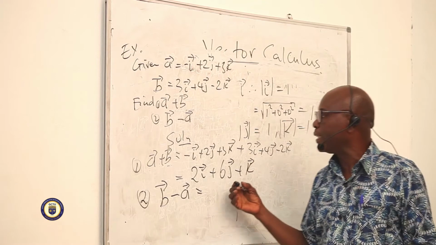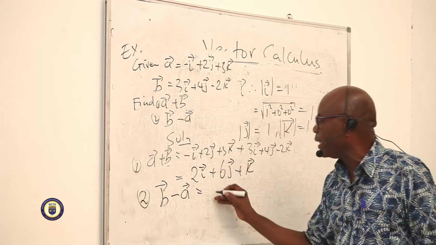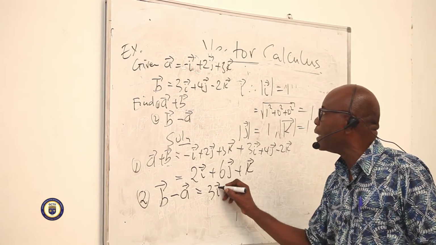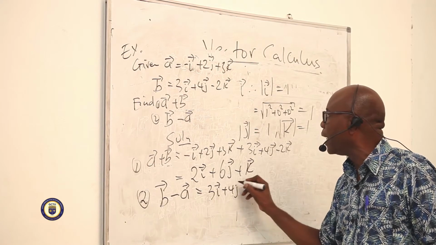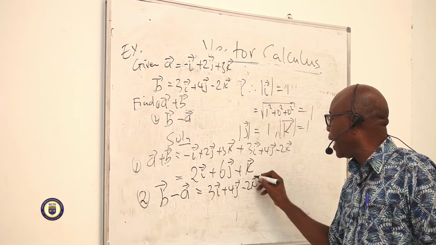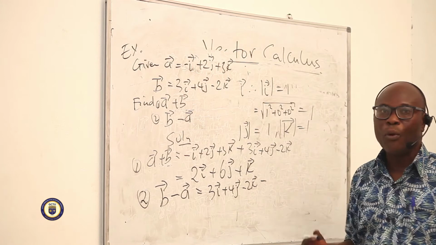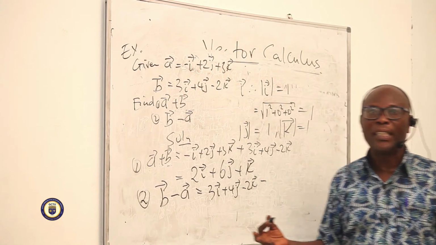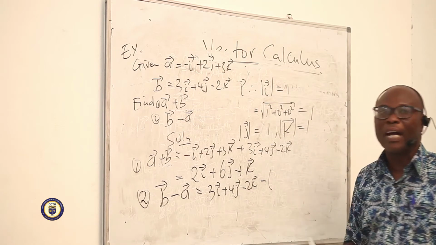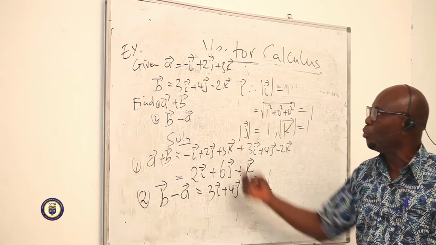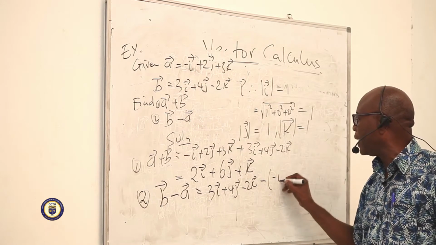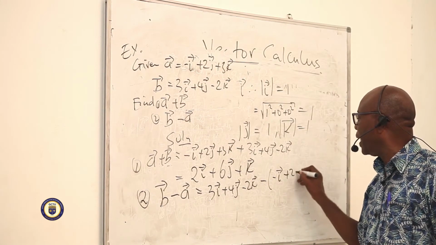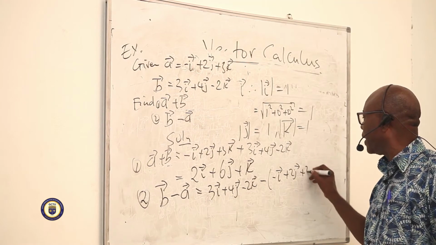Likewise, if you go to number 2, we want to find vector B minus vector A. Vector B will come first. In this case, vector B is 3i plus 4j minus 2k. And then you are going to subtract. We learned that anytime there's subtraction, you always protect whatever is coming after the subtraction with a bracket. So you put vector A, which is minus i plus 2j plus 3k.